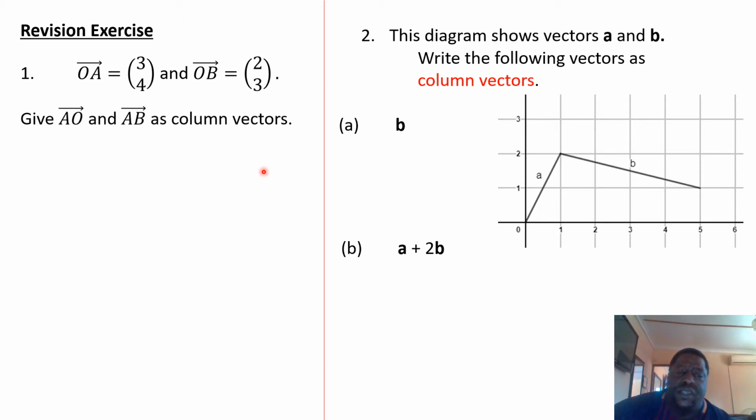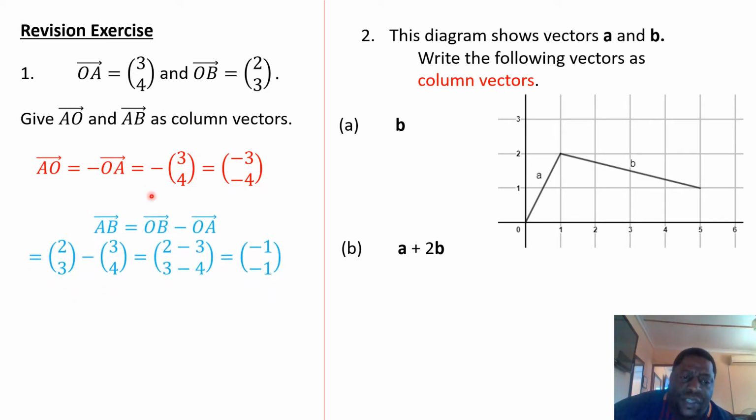Right, so we have an exercise here that you can have a look at. Given that vector OA is equal to 3, 4, and vector OB is equal to 2, 3, give AO and AB as column vectors. And this is very important. You can perhaps even stop the video. So AO, remember AO is not a column vector yet, it's not starting from the origin. So we have to make it start from the origin in order for it to be a position vector. So AO is the same as minus, so you're going to put a minus in front of that.